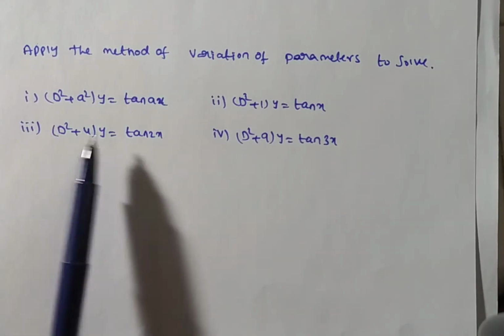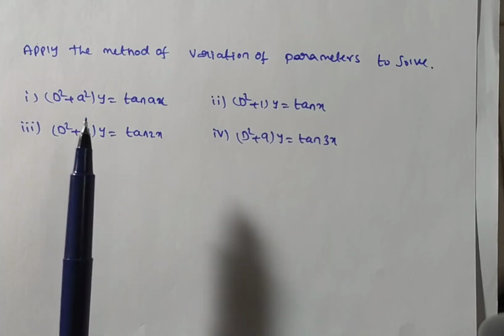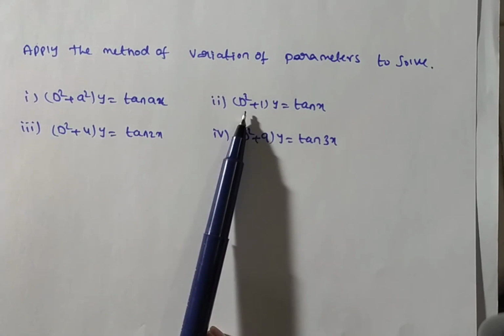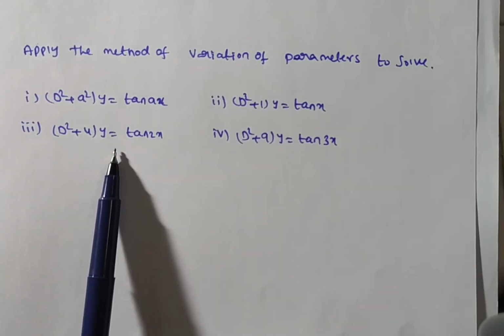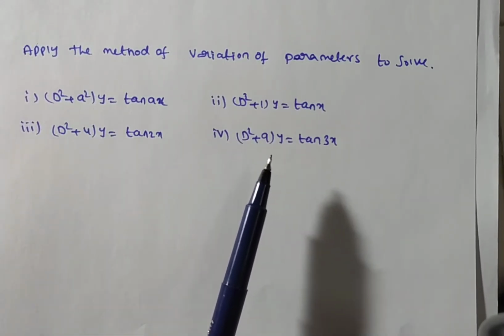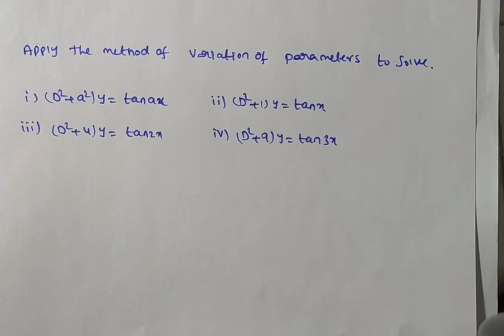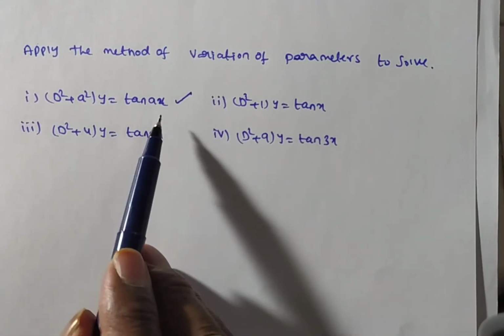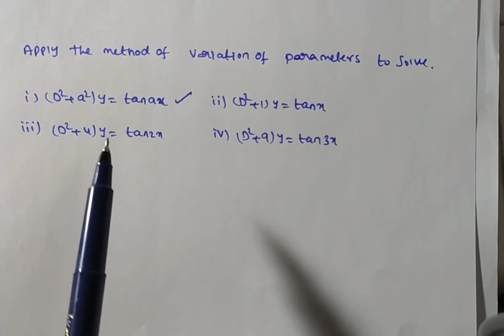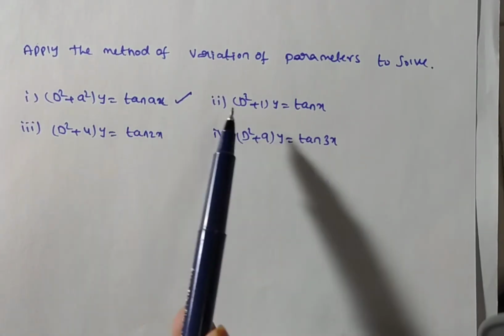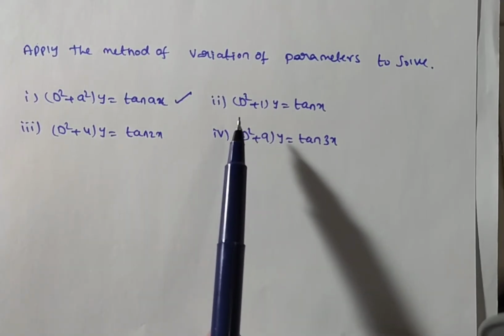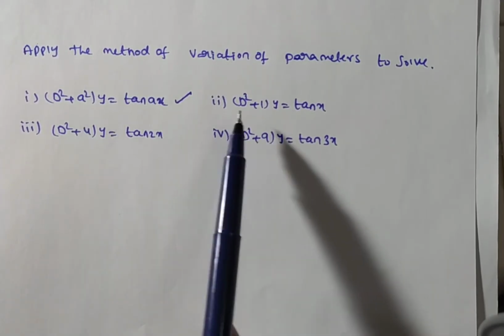You observe these are all similar problems. In place of a, if you substitute a = 1, you will get the second one, a = 2 the third one, a = 3 the fourth one. So in this video I am solving (D² + a²)y = tan ax. If you substitute a = 1, 2, 3, we will get the remaining problems. But in the exam, they may give this problem directly, so try to solve it.